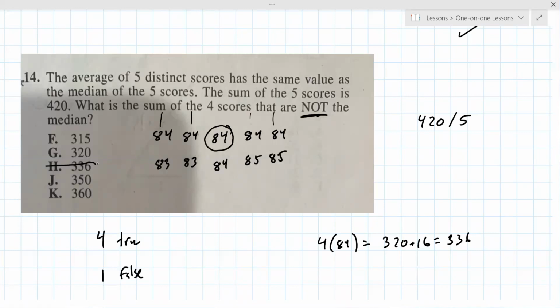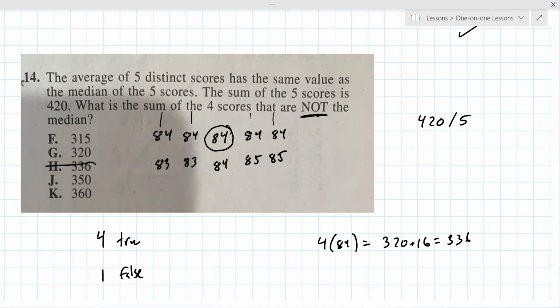Oh wait, I can tell you the right answer. Let's start there. What is this? 14. It was H. Yeah, so it's that one. The answer is H.